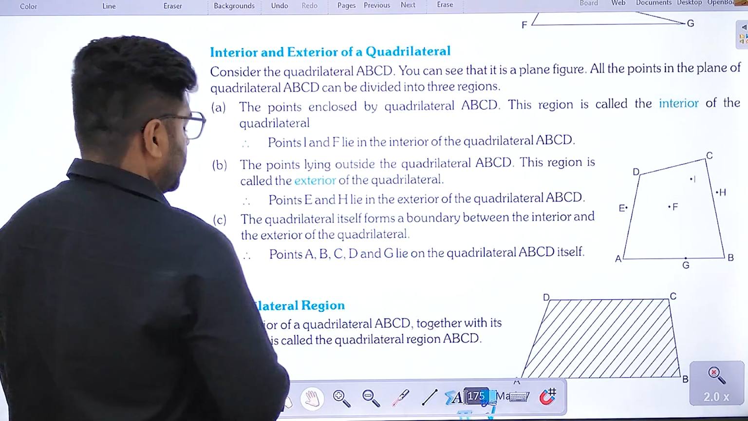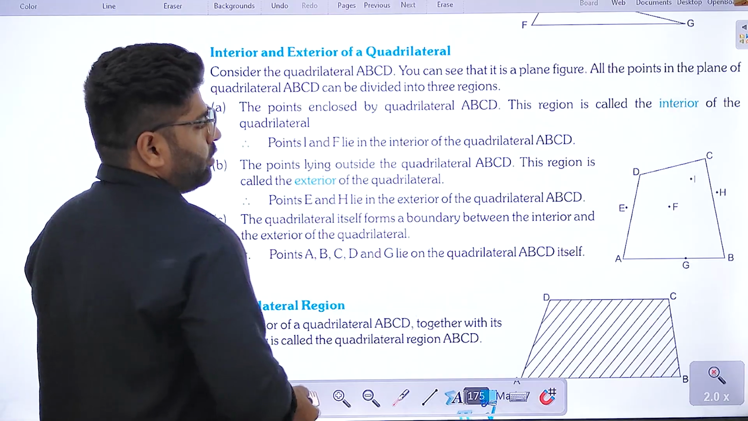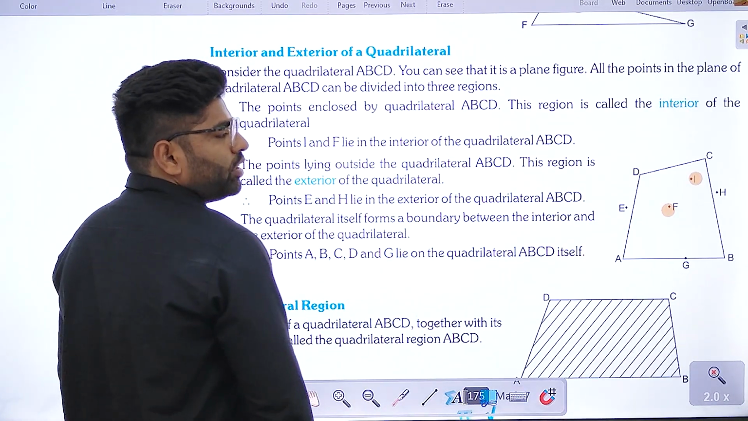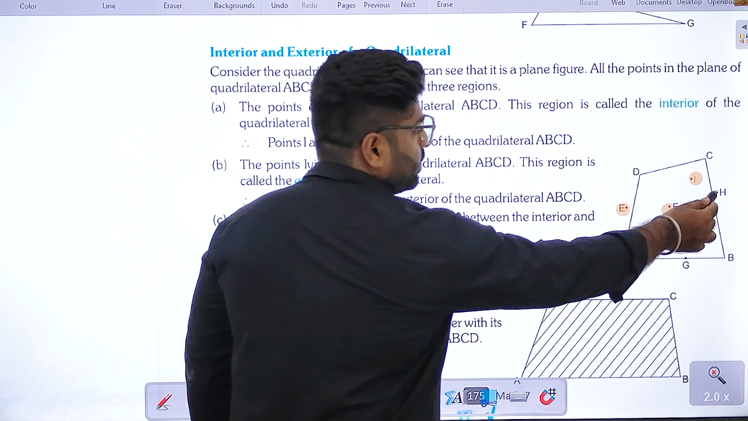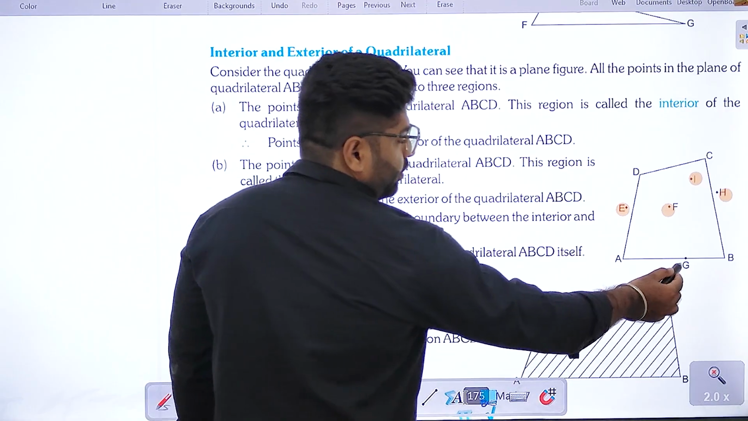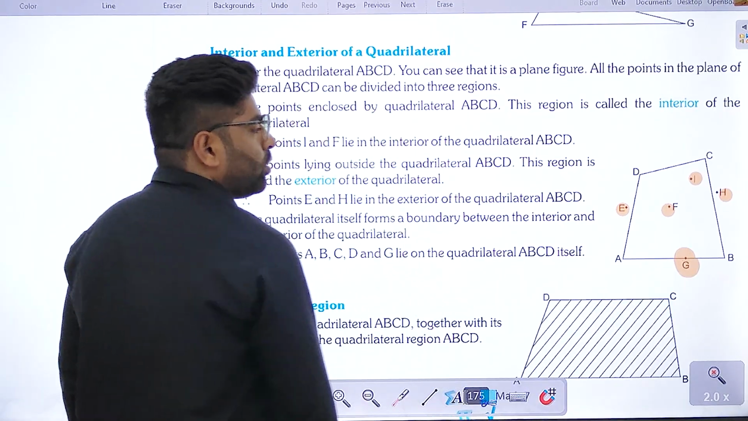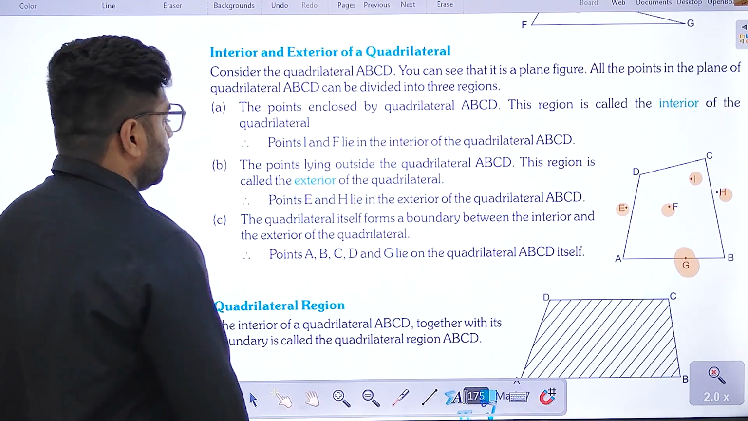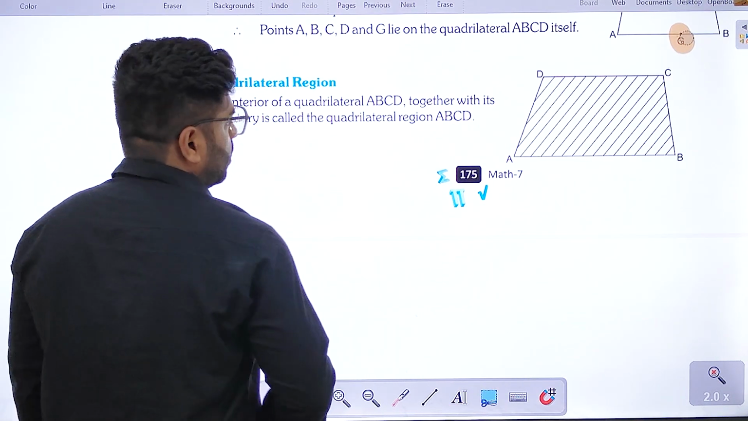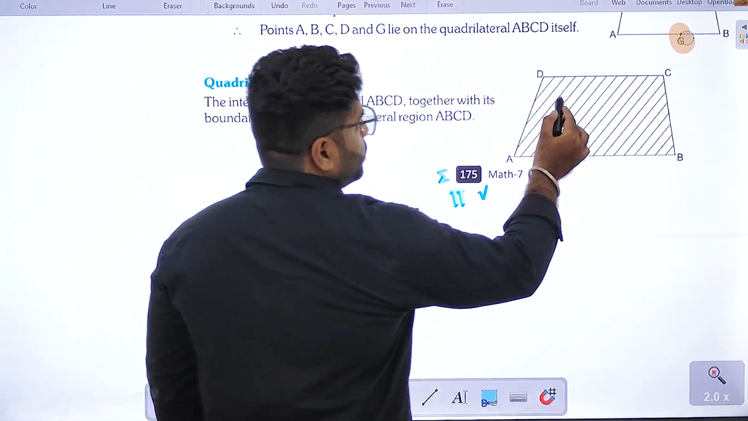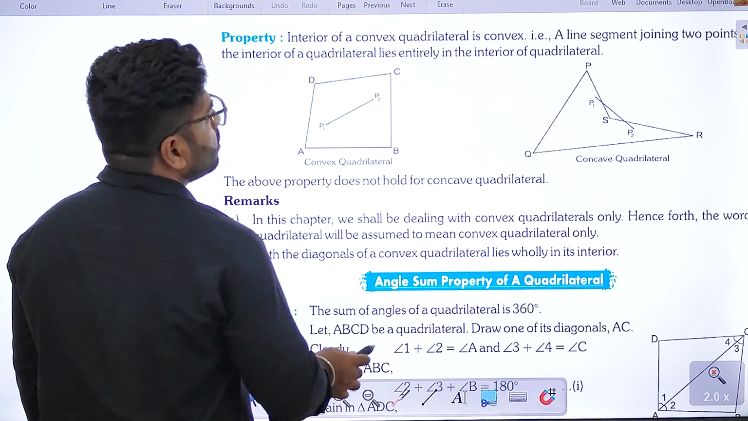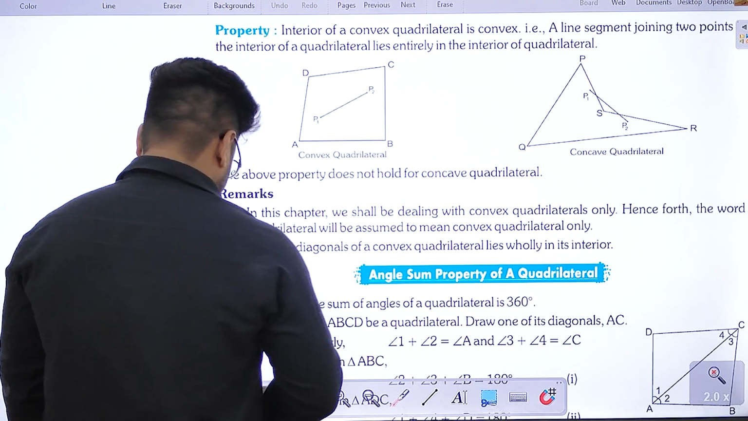Okay, now we are having exterior and interior parts. If you see these 2 points, these are in the interior of the quadrilateral. If you see E and H, these are exterior to the quadrilateral, and if you see point G, this is on the quadrilateral. Clear? Next we are having the quadrilateral region. If we talk about the regional part, that is the interior part of the quadrilateral. We now come to our one property.